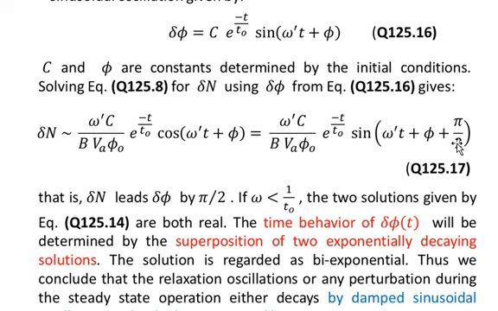So you see that pi by 2 is present additionally in the argument of the sine function as compared with the argument of the sine function contained in equation number 16. We can say that delta n leads delta phi by pi by 2.